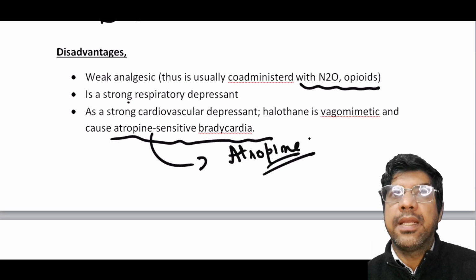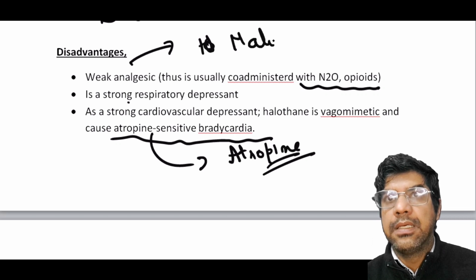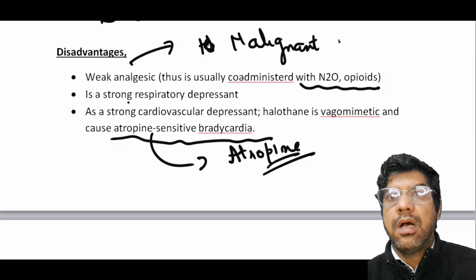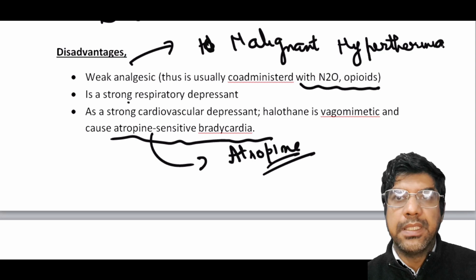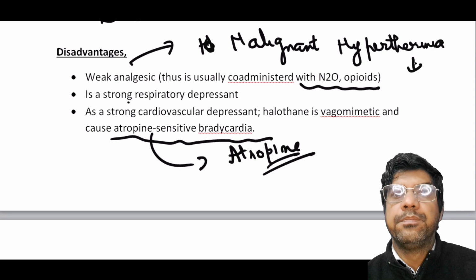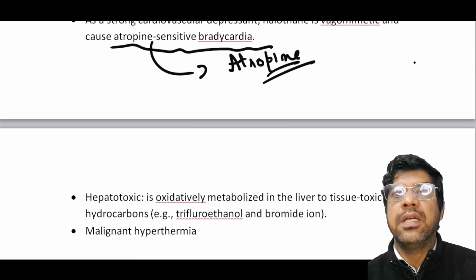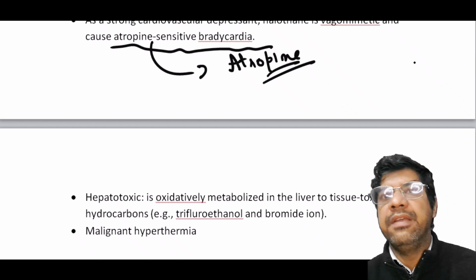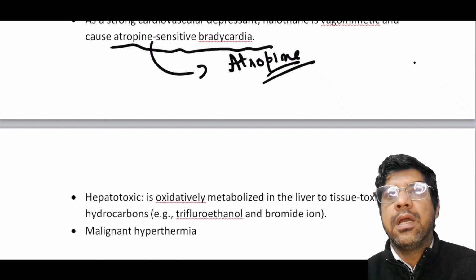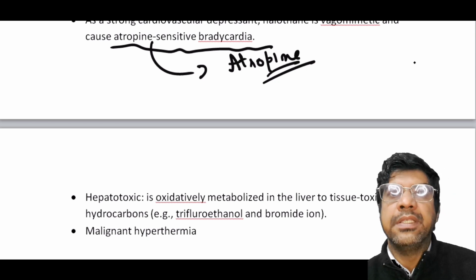Apart from that, in rare cases, remember its disadvantages, it may cause malignant hyperthermia, where the body temperature shoots up. So remember, halothane is a strong, fast-acting anesthetic that is generally safe to use, and it comes with some drawbacks like not being good for pain relief, impacting the breathing and heart rate, and possibly causing liver issues. Apart from that, it may cause a rise in body temperature.